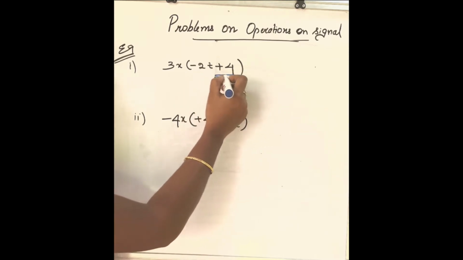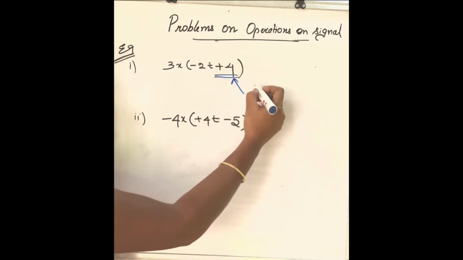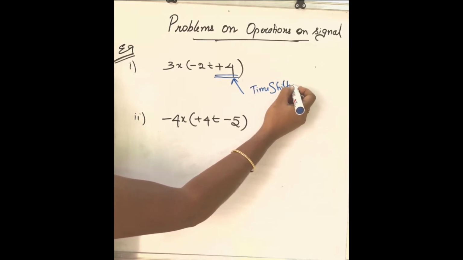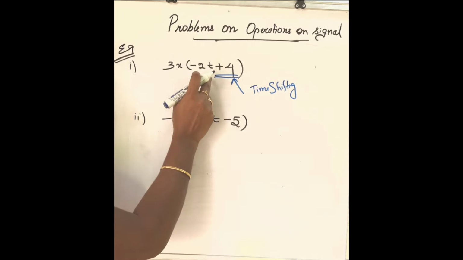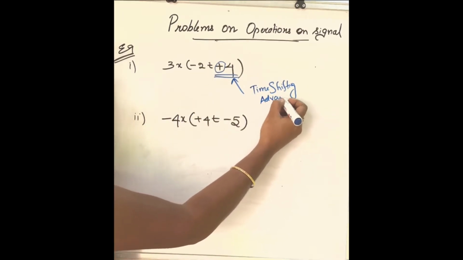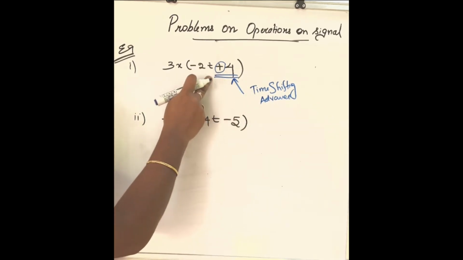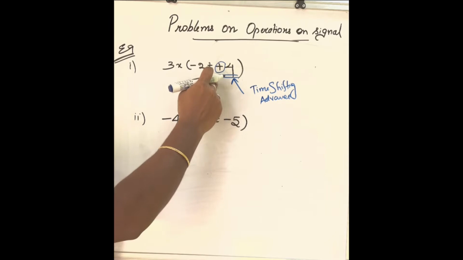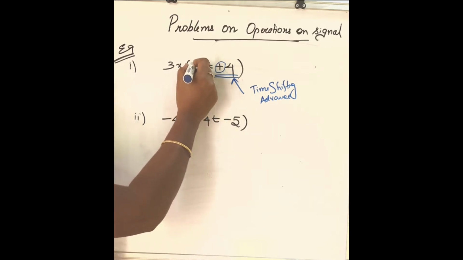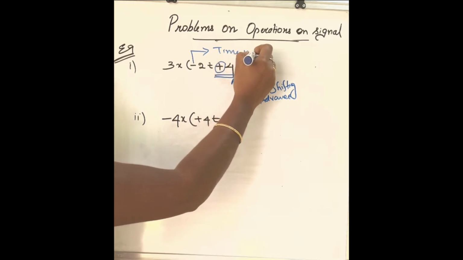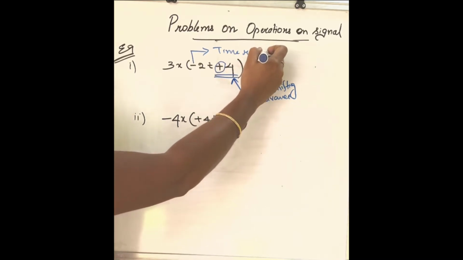It is plus 4. When I say plus 4, it means time shifting. So there is a time shifting that has been done. Now here when we say plus 4, it is an advanced time shifting. When a plus comes, it's an advanced time shifting. Then we'll go with minus. This minus refers to time reversal with respect to the center point.